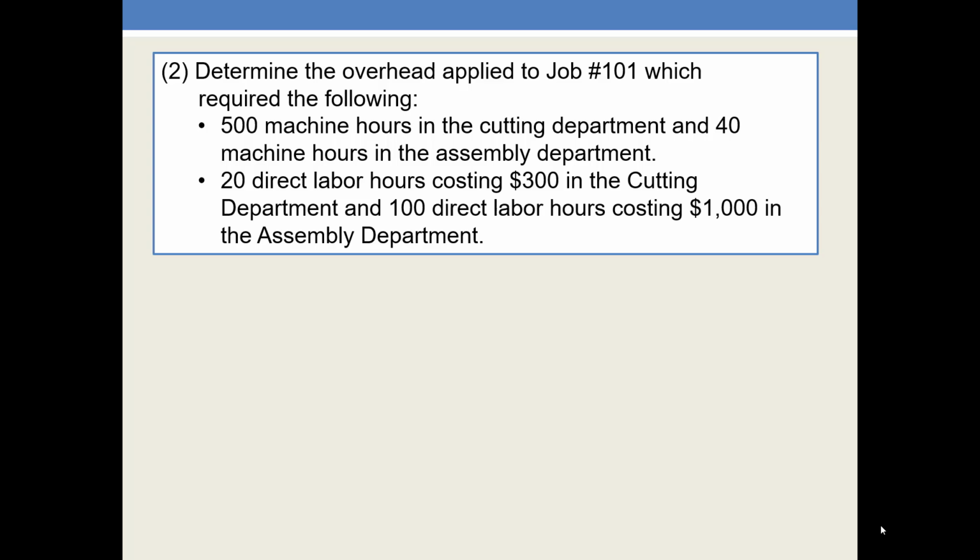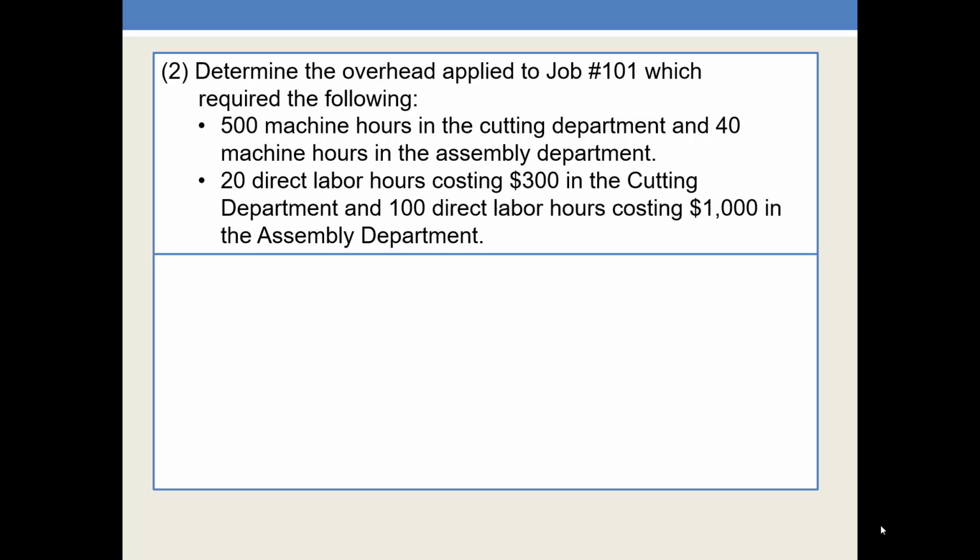Now we'll turn our focus to Part 2. Determine the overhead applied to Job 101, which required the following: 500 machine hours in the cutting department and 40 machine hours in the assembly department. 20 direct labor hours costing $300 in the cutting department and 100 direct labor hours costing $1,000 in the assembly department.